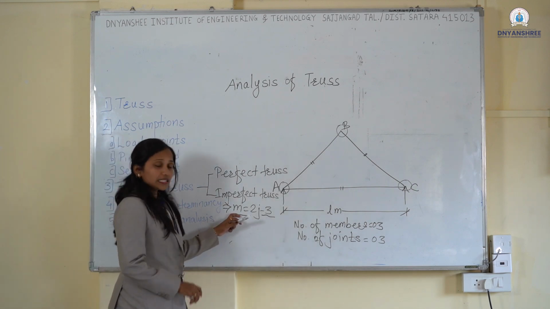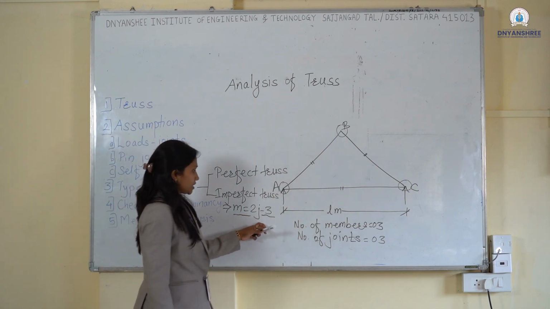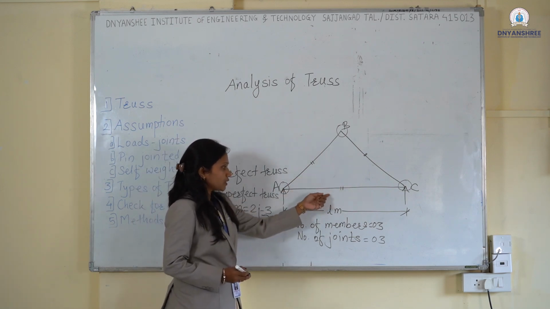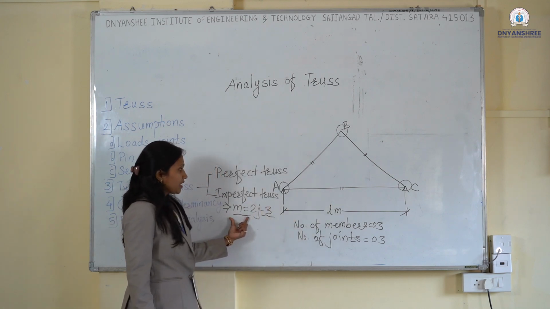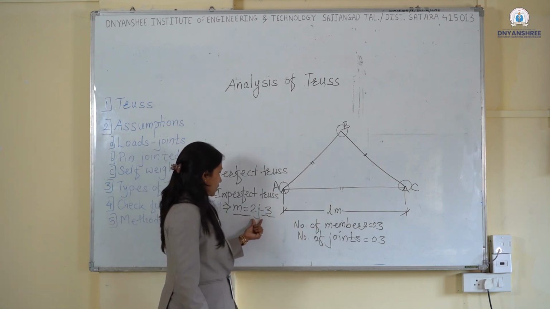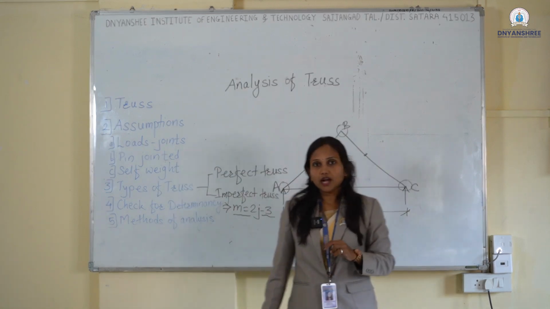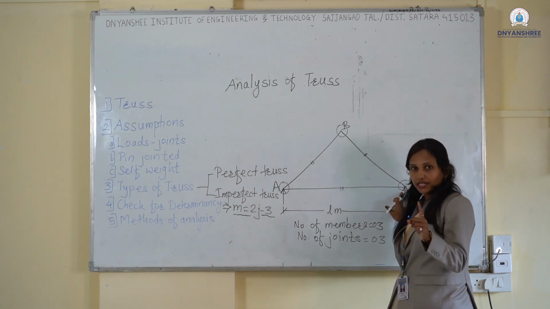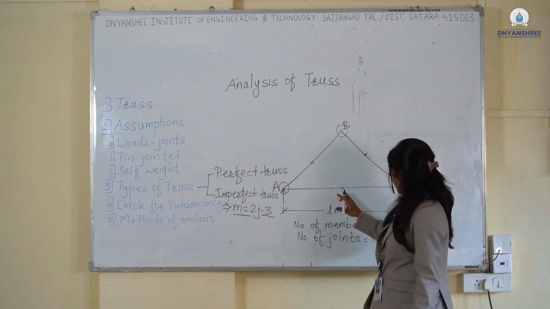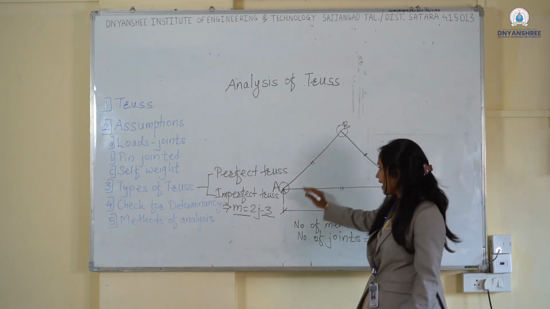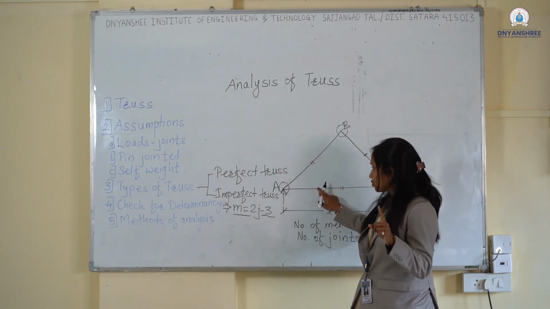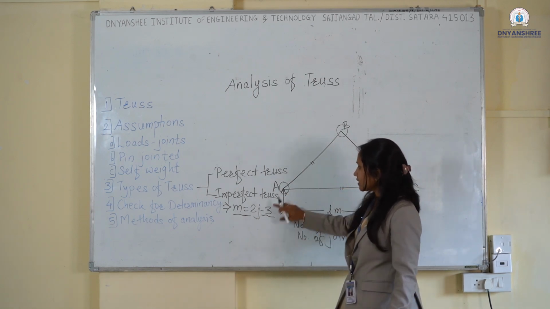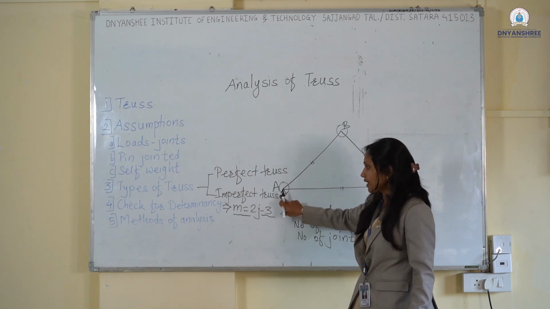So m is the number of members, and j is the number of joints. If we consider a simple truss assembly, see how many members are there. If we have to connect two members, at least one joint is required, right? That means if I have to join this AC member and AB member, I will require at least one joint to connect these two members.